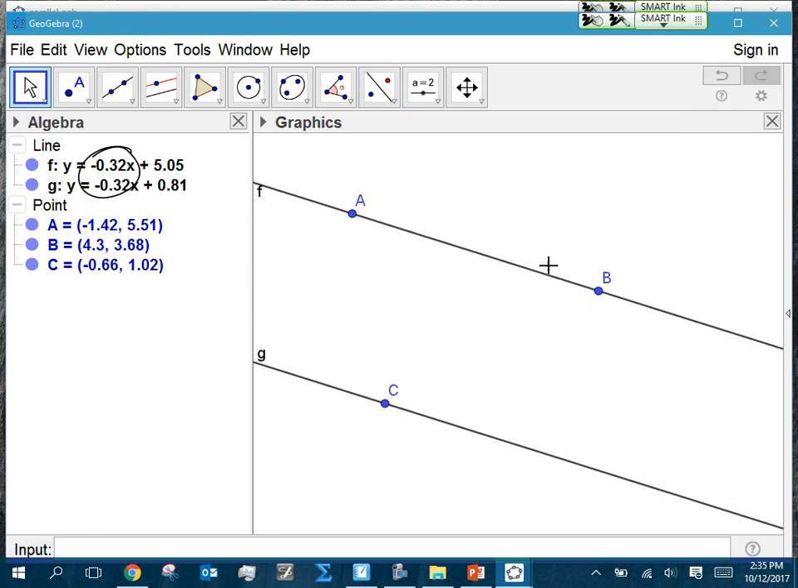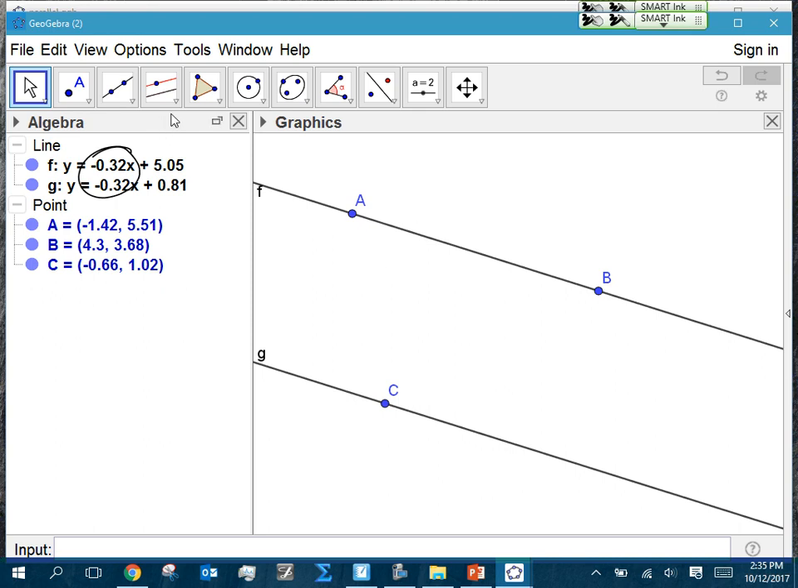But the rate in which these two change is the same. So the rate in which that slope changes and the rate in which this line's slope changes is the same. Therefore, they will never meet. Right. That's kind of what we talked about last year in Algebra 1.